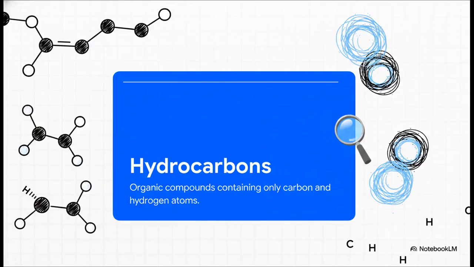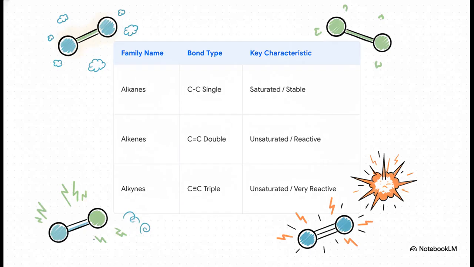Okay, first things first, let's get a clear definition. At the very core, hydrocarbons are exactly what they sound like. They're organic compounds made up of only carbon and hydrogen atoms. Seriously, that's it. Just two of the most abundant elements in the universe, but the ways they can link up are almost infinite. So how do we tell them apart? It all comes down to one thing: the type of bond holding the carbon atoms together.